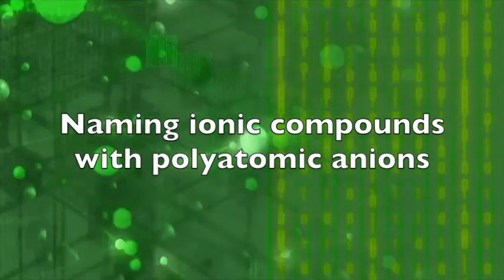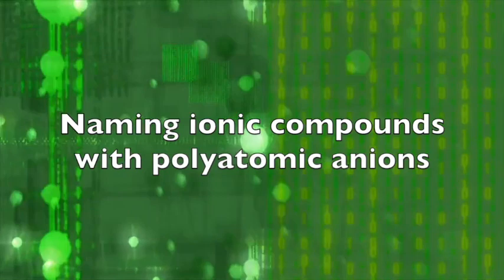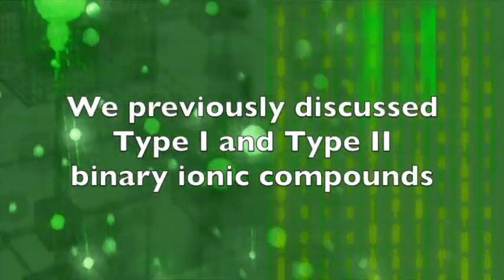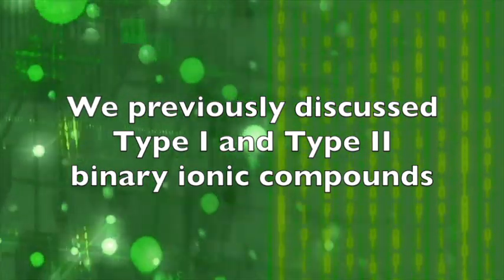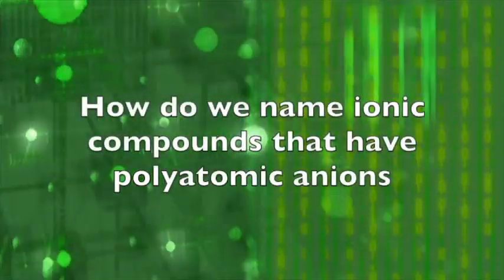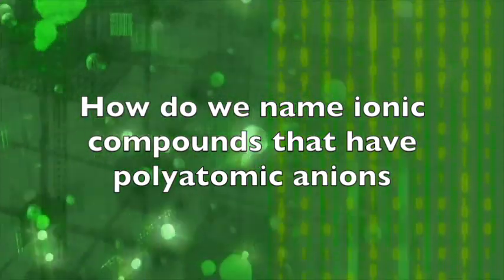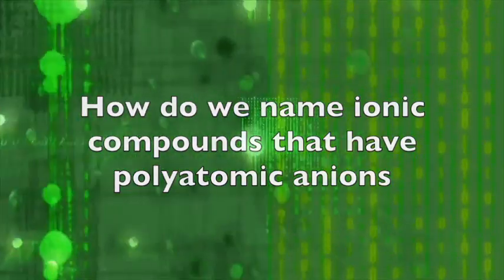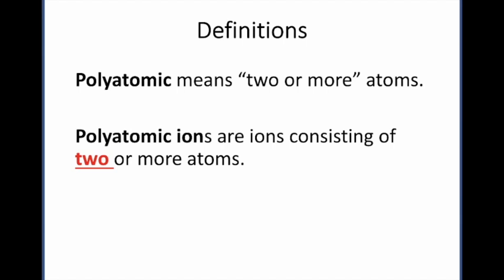We're going to discuss how you form ionic compounds with polyatomic anions. We've previously discussed the strategies for naming type 1 and type 2 binary ionic compounds, but today we're going to learn how we name ionic compounds that have polyatomic anions. Polyatomic means 2 or more atoms, so these ions have 2 or more atoms in them.